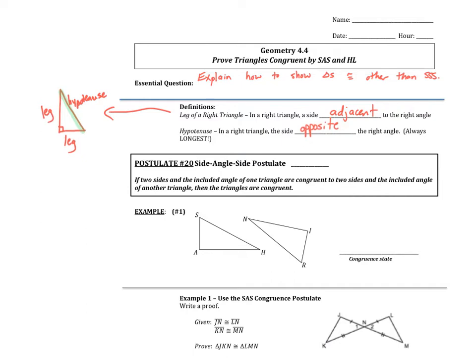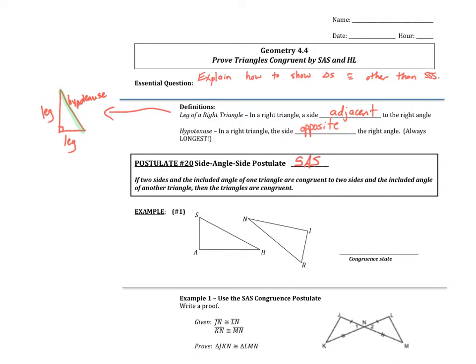So the first postulate we're going to talk about is the side angle side postulate. Which is SAS, right? Side, side, side was SSS. And now we're going to talk about side angle side, which is SAS. Okay, so I'm going to mark this up to show you what it would look like if it were side angle side.